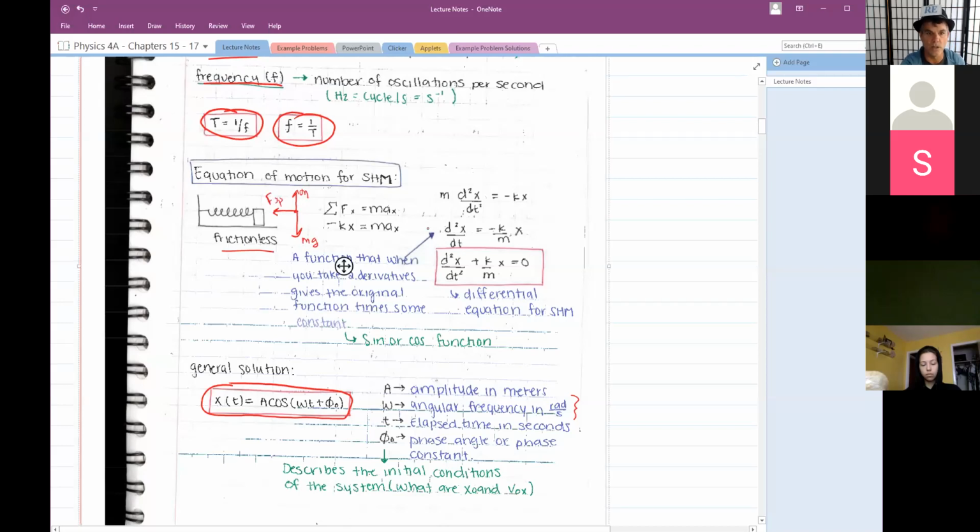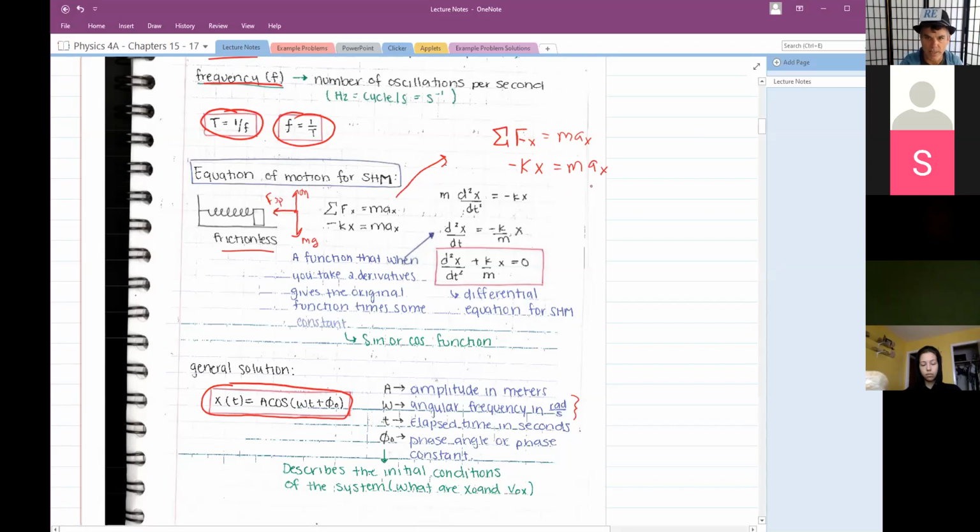But if I only look at the sum of the forces in the x direction, there's only one. So if I apply Newton's second law, the sum of the forces in the x direction equals ma_x. The only force is the force that the spring is exerting. And let me just write this as x rather than delta x. So what I get is negative k, which is the spring constant, times x, which is how much the spring is stretched or compressed, equals ma_x.